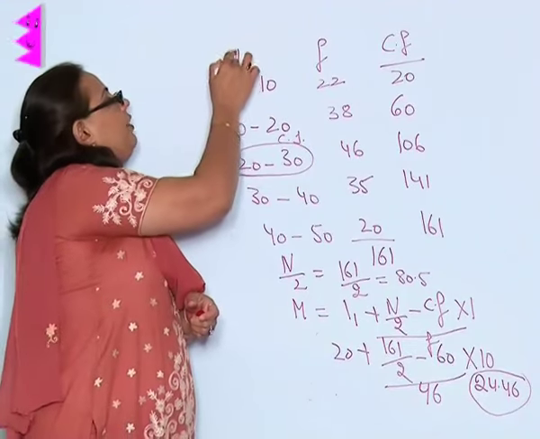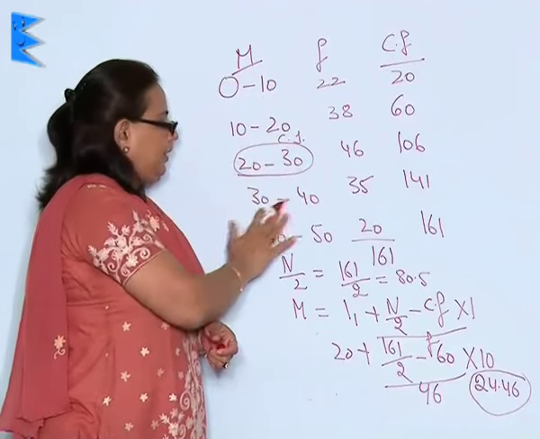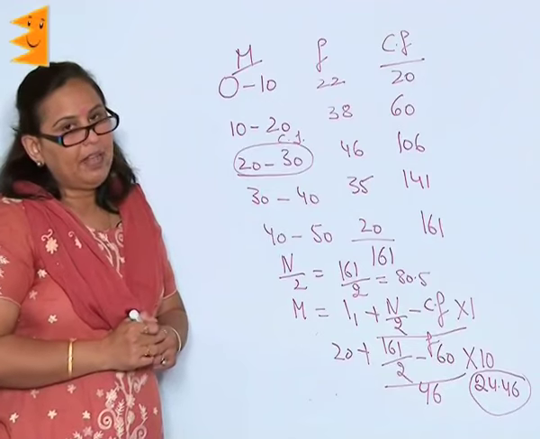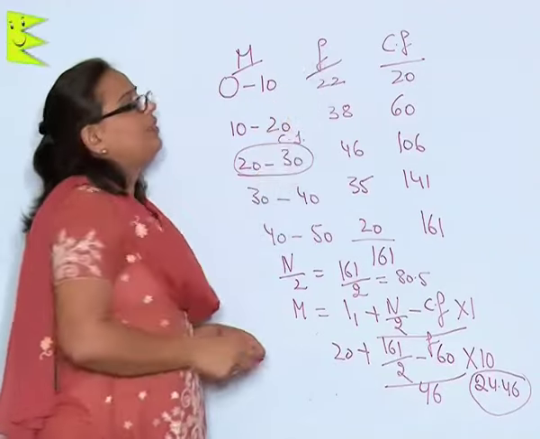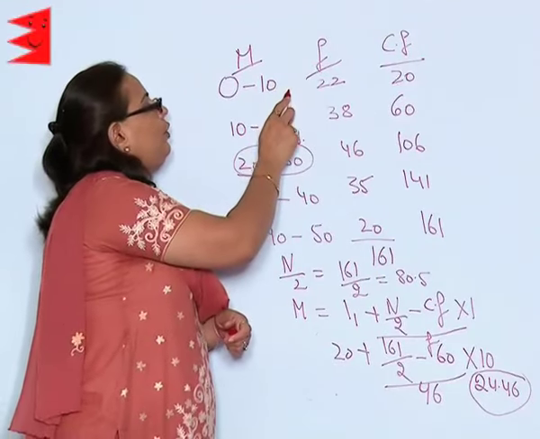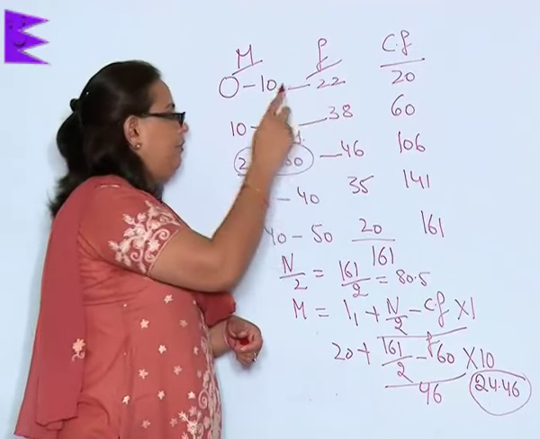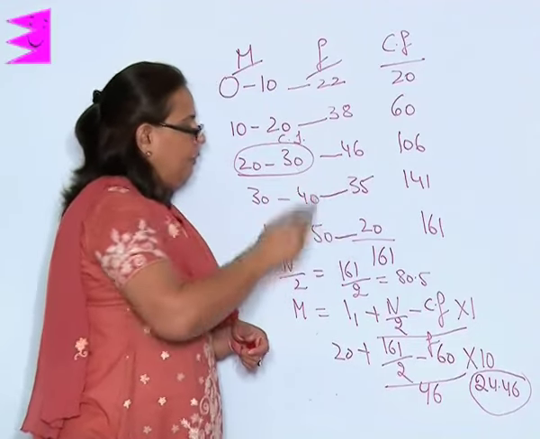So, the marks obtained here are between 0 to 10, 10 to 20, 20 to 30, 30 to 40, 40 to 50. So, the class interval that we have again is of 10. The frequencies, the number of students who have secured marks in these ranges: between 0 to 10 are 22, 10 to 20 are 38, 20 to 30 are 46, 30 to 40 are 35, and 40 to 50 we have 20.